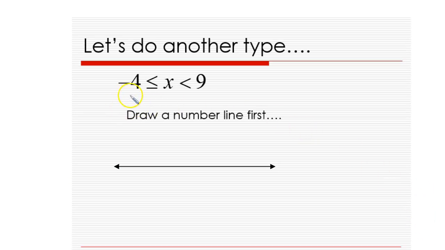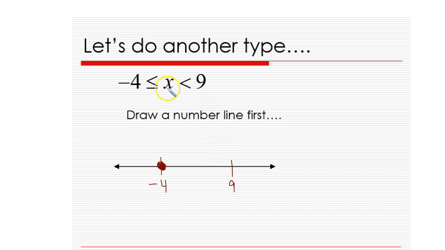This time we have negative 4 is less than or equal to x is less than 9. So let's start on a number line. The two important numbers on here are negative 4 and 9. So I'm just going to put those on there. On negative 4, we're basically saying here that negative 4 is less than or equal to x. If you were to read that backwards, we would say x is greater than or equal to negative 4. That's a closed circle on the negative 4 and a shading to the right.